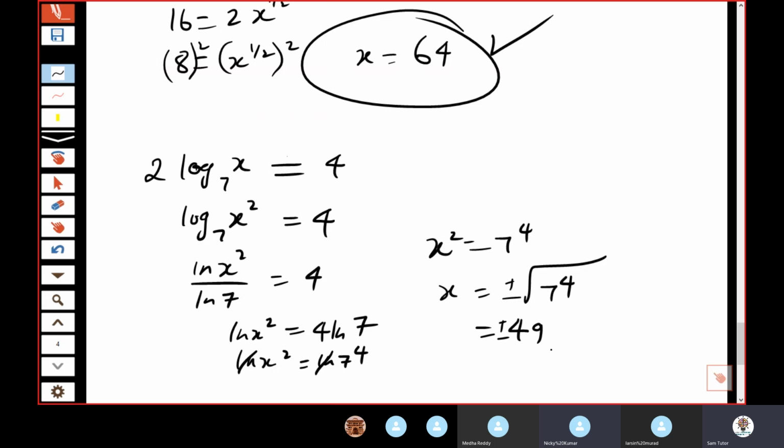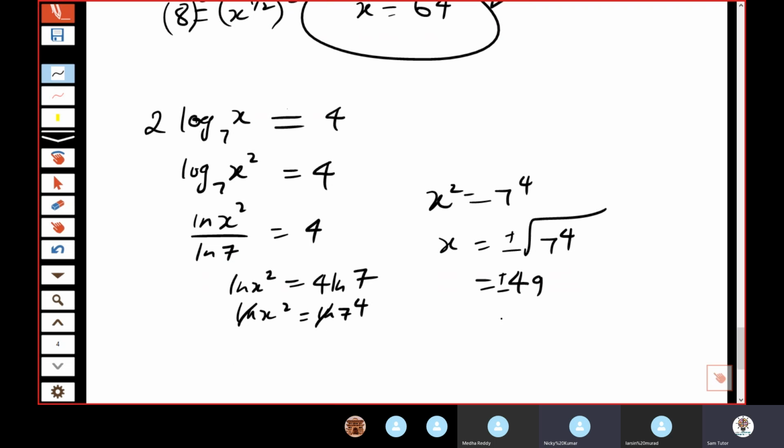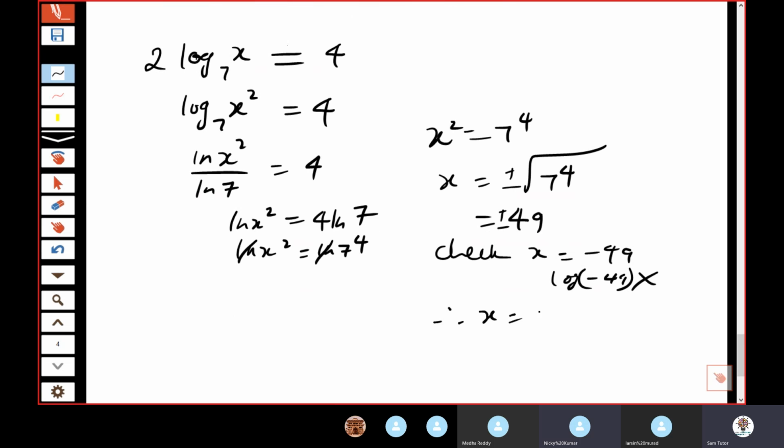Would you need to check that as well? Of course. And then check x equals negative 49. Log of negative 49 won't work. I think we're getting the idea of that. That just won't work. So therefore, x equals 49 is the only answer. But when the bases don't cross out, unfortunately, you just have to deal with fractions now. So it comes to algebraic fractions. Okay.